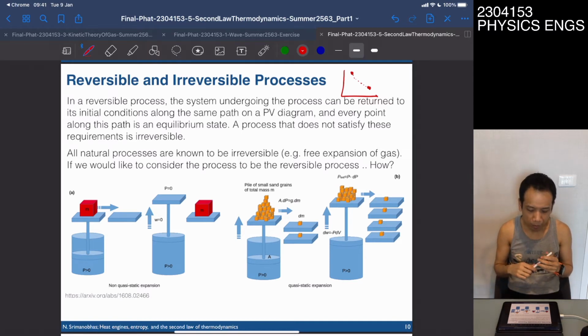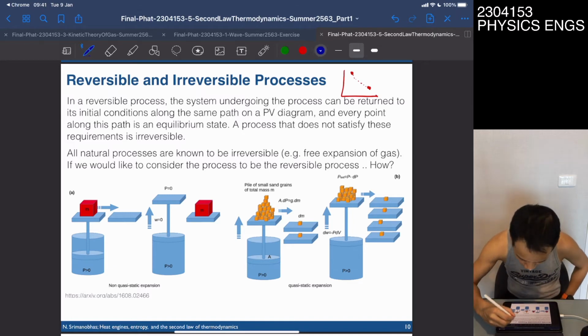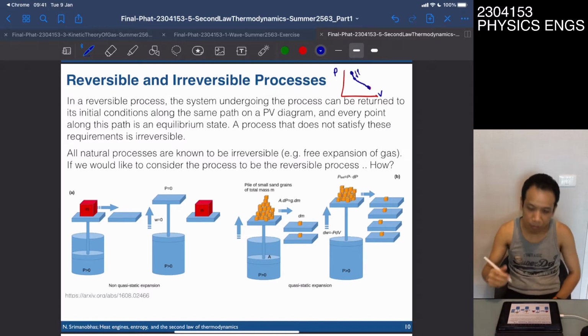So that idea also develops into the concept of reversible and irreversible processes. In a reversible process, the system undergoes a process that can return to the initial conditions along the same path. So if you have the PV diagram and you have the path, if you move here, you can also go back.